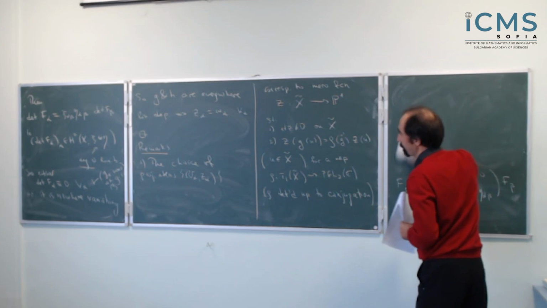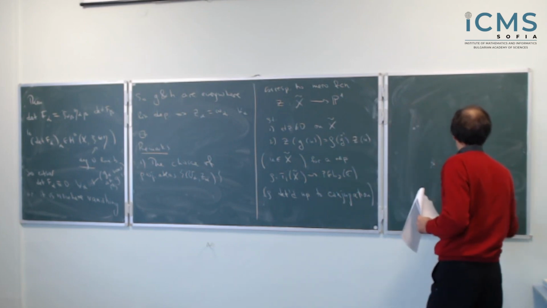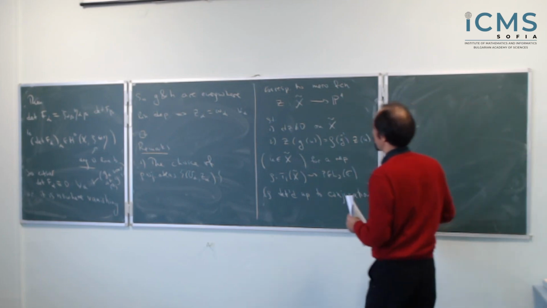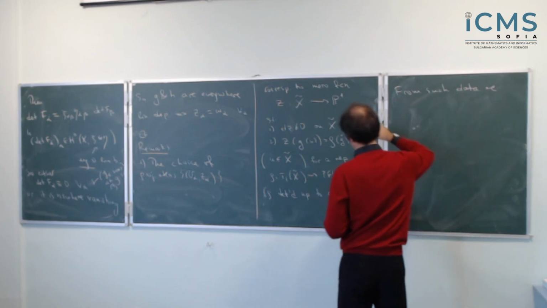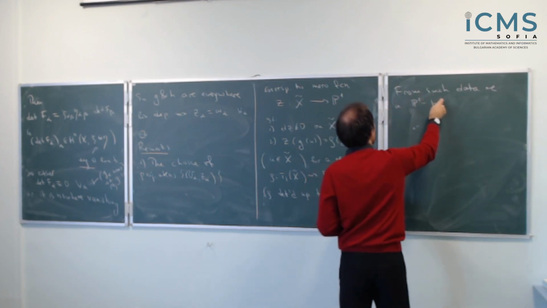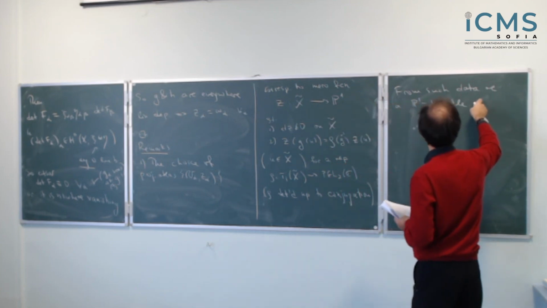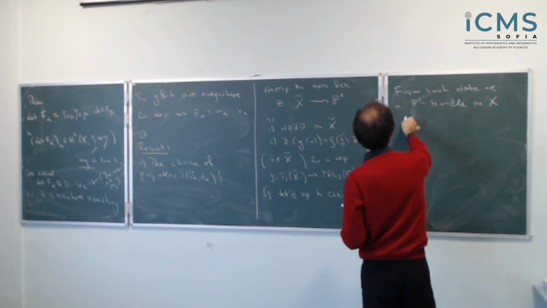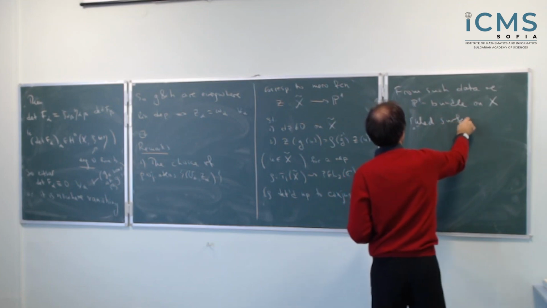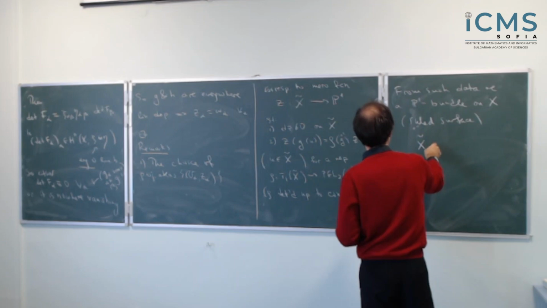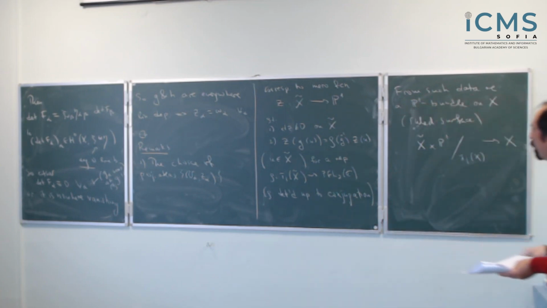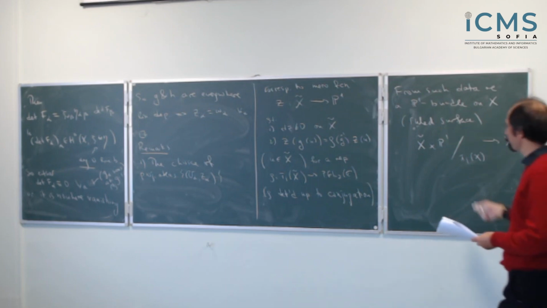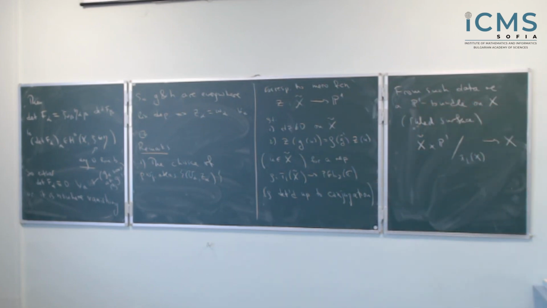So from this data, you can build yourself a principal bundle. As always, this is a standard construction. From such data we get the P1 bundle, or if you want, a root surface. What's the P1 bundle? You take X tilde times P1 and you mod out by the pi 1 action. So you take the trivial bundle with fiber P1 on the universal cover, and you pass to the quotient using the representation. So you have the P1 bundle.